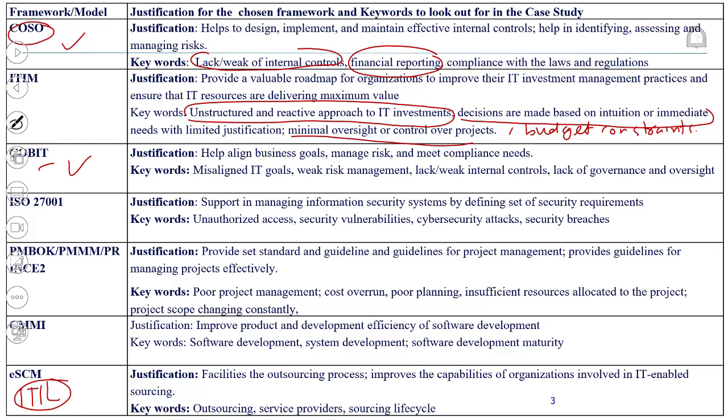COBIT is very similar to COSO, as I said earlier on. What you look out for are things like misaligned IT goals and weak risk management. If you see them in your case study, then you should definitely be thinking about COBIT. Lack of internal controls, look at that. Lack of internal controls is also there in COSO. As I said, in most cases you may find that you confuse the two of them, but it's not actually confusion. It works.